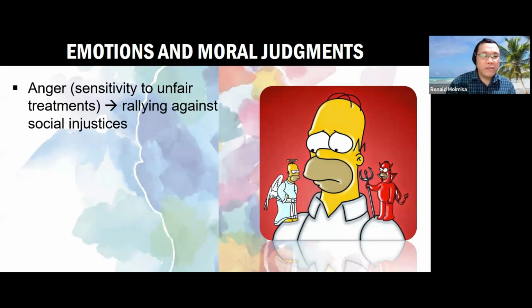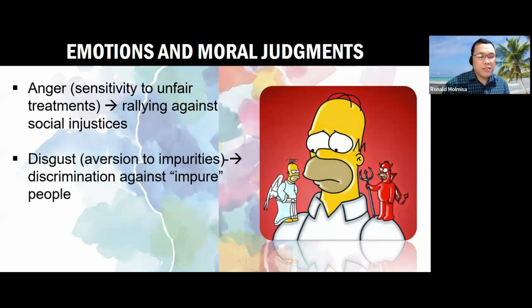For example, if you're angry, you tend to be more sensitive to unfair treatments. That's why your action would be what? Whenever you sense events where there would be social injustices, you tend to rally against those people who would do these injustices. Okay? That's why, if there would be chronic anger against societal injustices, you would see people rallying on the streets all the time. Because that's their guiding point. That's their default emotion with regard to things that they witness in society.